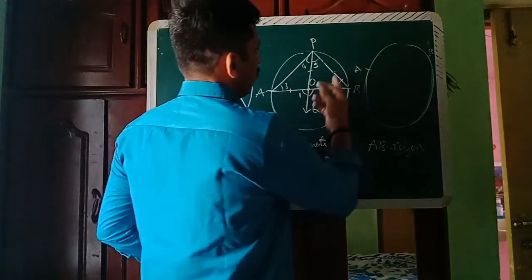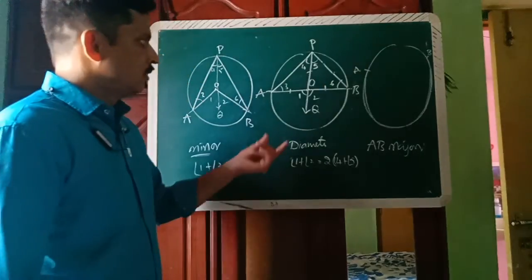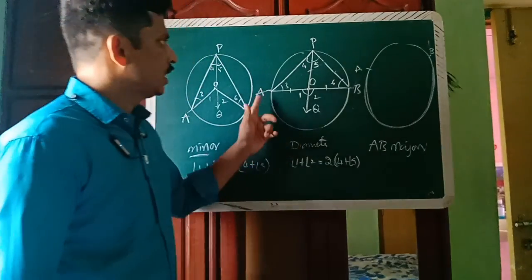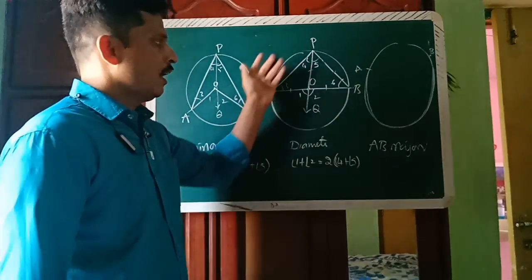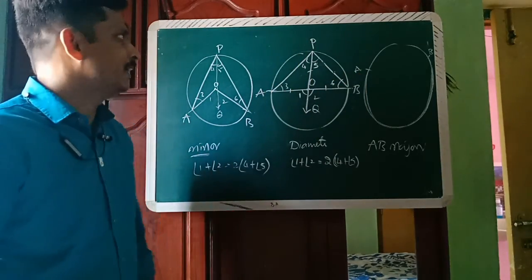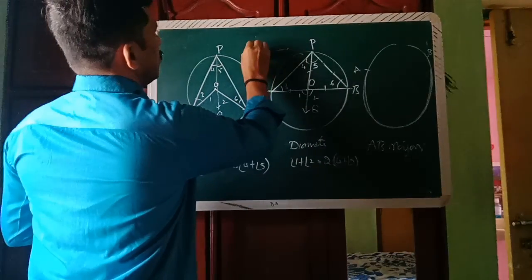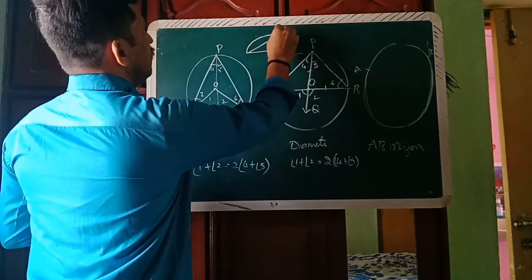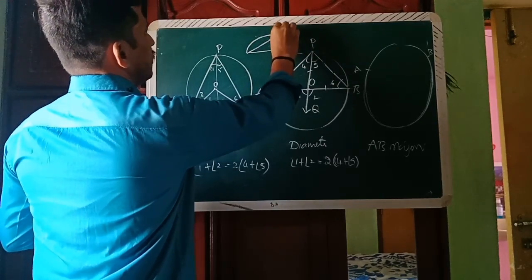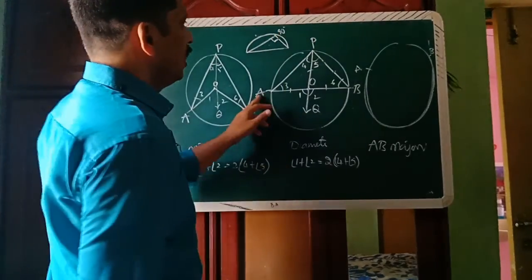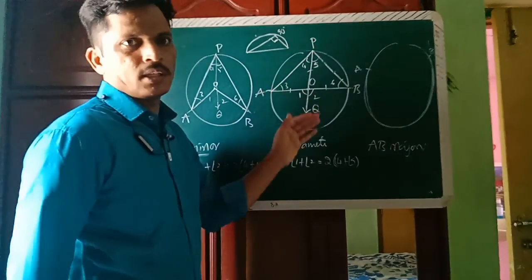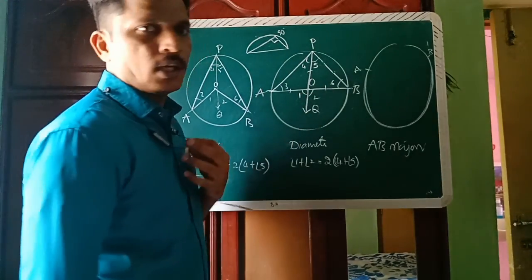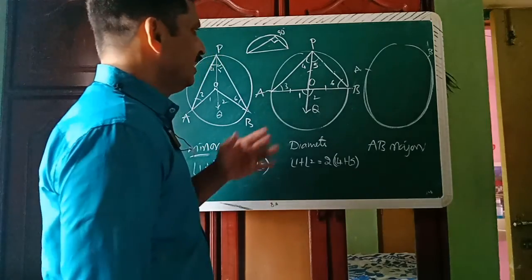And here one more theorem, how to prove it. So what is the theorem? Angle in a semicircle is 90 degrees. So this is the semicircle. How to prove this is 90? AB is a diameter. The diameter divides the circle into two parts. Each part is called a semicircle.